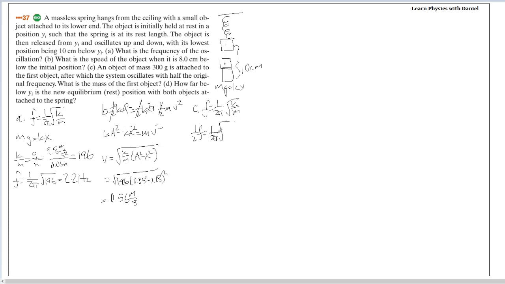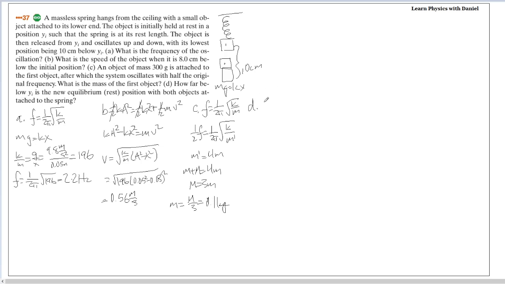now we have half f equals 1 over 2 pi times the square root of k over, let's say, m prime. So we see that to get a half f, we must have that m prime equals 4m. So if our new mass is big M, we have m plus 300 grams equals 4m, so m equals 100 grams. So our old mass must be 1/3 of the new added mass, or 100 grams, or as I like to put it, 0.1 kilograms.